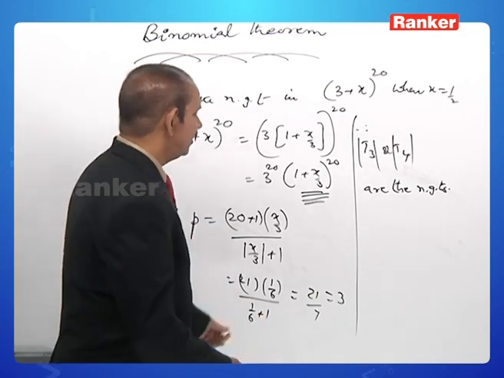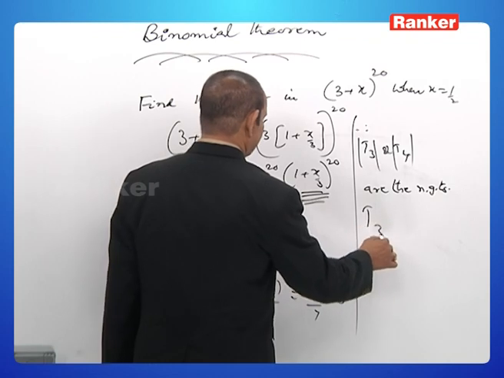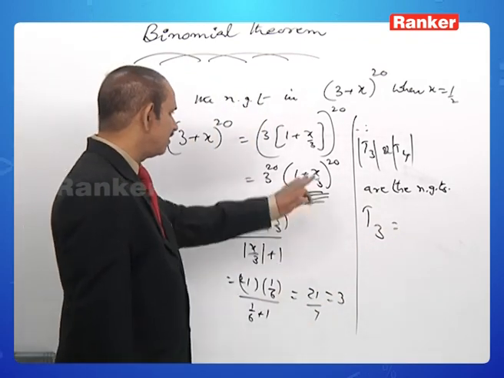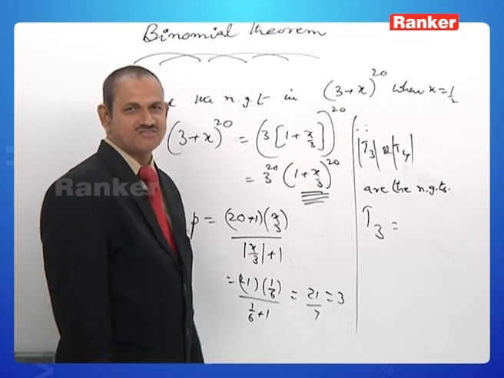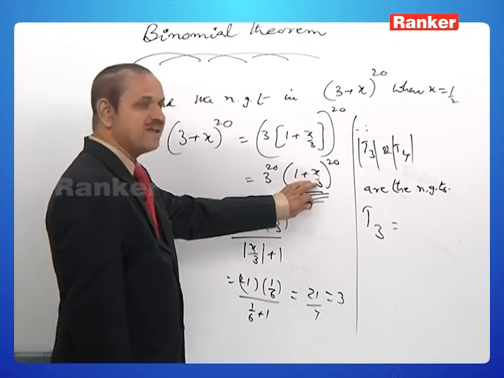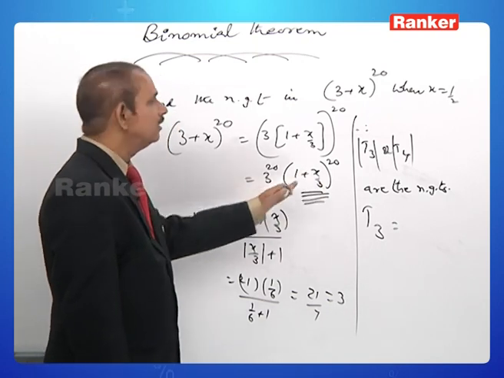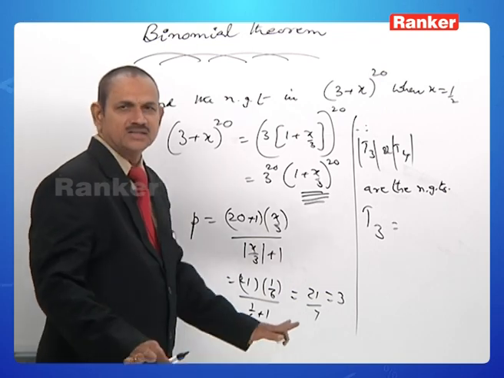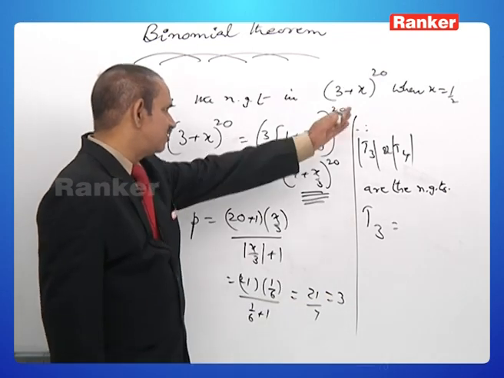If the situation demands, that is, if it is needed in solving a problem to have the term, find it. How to find it? Very simple. T3 is equal to, come on, what type of T3? T3 in this expansion or in this expansion? Both are same. Find T3 here in this expansion and multiply with 3 power 20. Same thing happens. So there is nothing wrong in taking T3 here.